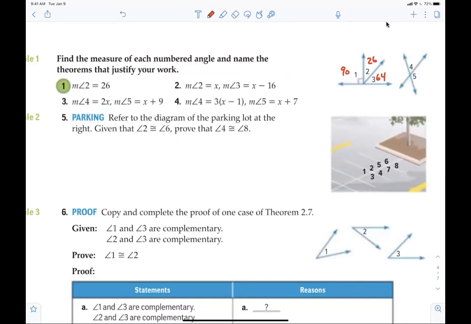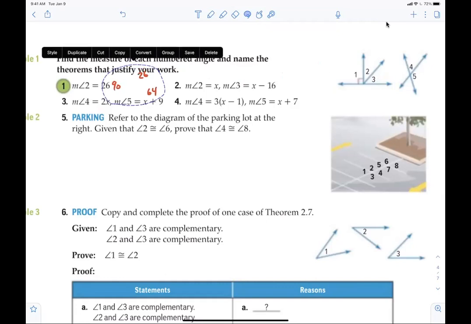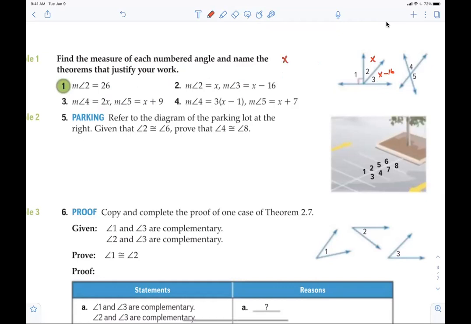Now we're looking at number 2. Here's where some people made some mistakes. Those were the numbers for number 1, correct? Now we're going on to number 2. So here they're saying the measure of angle 2 is x, and the measure of angle 3 is x minus 16. I don't want to waste time doing the math on that. I just want everybody to be able to tell me x plus x minus 16 equals what? Equals 90. Don't do the math on that. There's much more difficult things we need to get to.